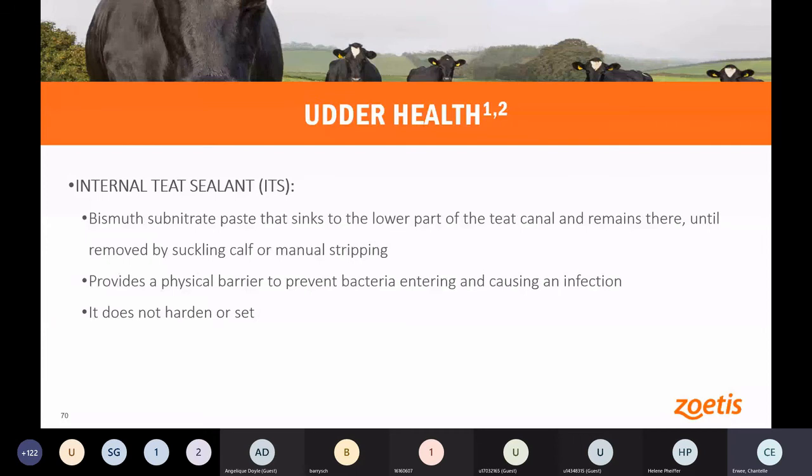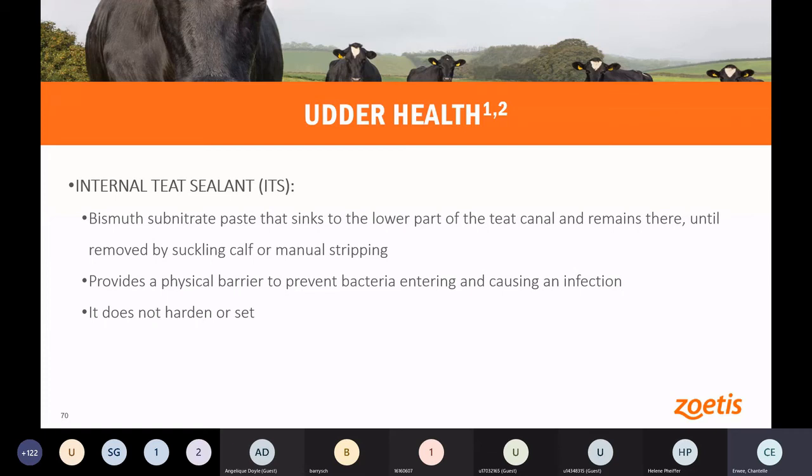There are differences in administration between an antibiotic dry cow therapy and an internal teat sealant. If you are going to use combination therapy, you put in the antibiotic first, and the antibiotic is massaged up into the udder, right? An internal teat sealant, you actually have to pinch the teat at the top. And then you just put the internal teat sealant in and you don't massage it up at all. It needs to sink to the bottom of that teat canal and there it will remain. It won't harden or set. You can easily strip it out whenever needed.